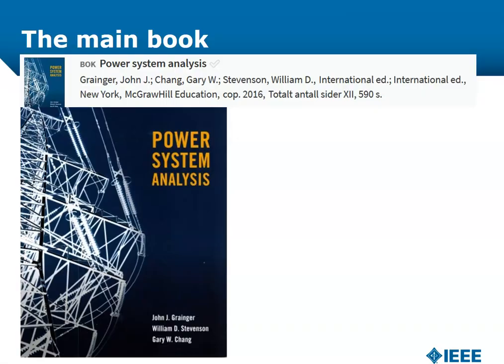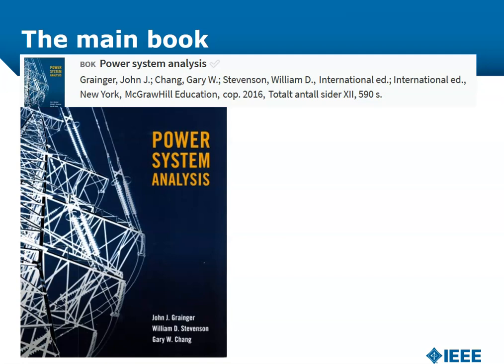The main book for this course is from McGraw-Hill, by John G. Grainger. It is quite a good book for this course, and we will go through almost chapters 1 to 10 in this book. So we will start at chapter 2 for the basic concepts and go through chapters 3, 4 and 5, covering transformers, machines, transmission lines.